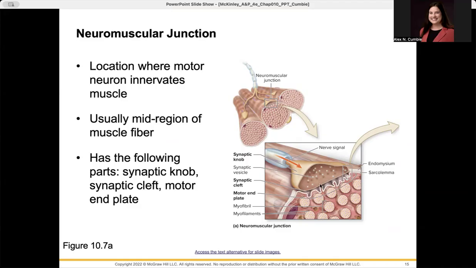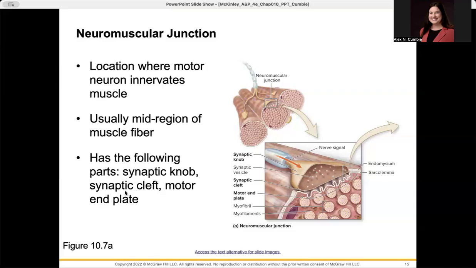The way that they communicate is through all these very small structures you can see at the end of the axon, which are called neurotransmitters. So again, neuromuscular junction, location where the motor neuron innervates the muscle, and it has a series of parts. First one being the synaptic knob. Each of these expanded ends of the axon is called a synaptic knob. So this whole area is a synaptic knob.